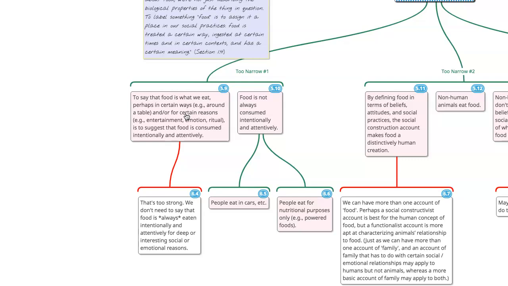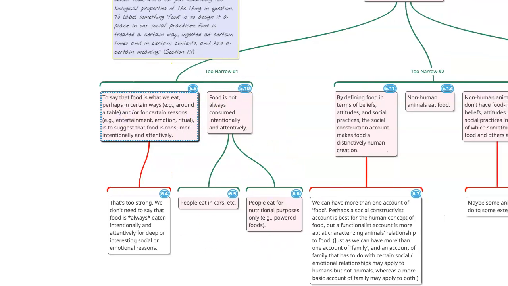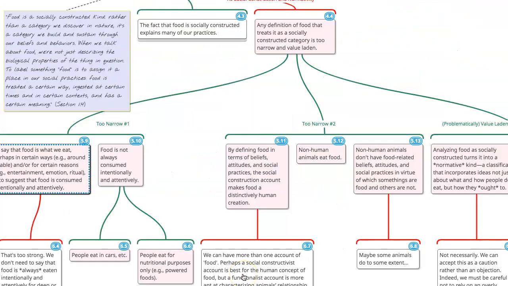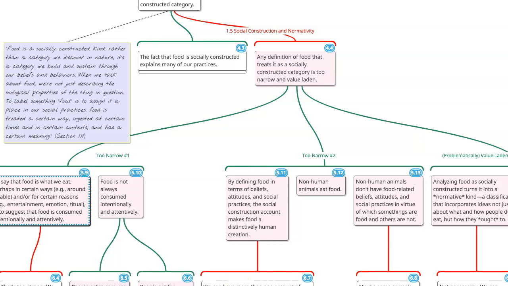How does Plakias respond to this point? Well, she accepts that. So this is probably too strong. We don't need to say that food is always eaten intentionally and attentively for deep, interesting social or emotional reasons. We just need an account of food that makes sense of these facts about our food practices. So we can agree with all of this without thinking that food has to be eaten in this particular way.